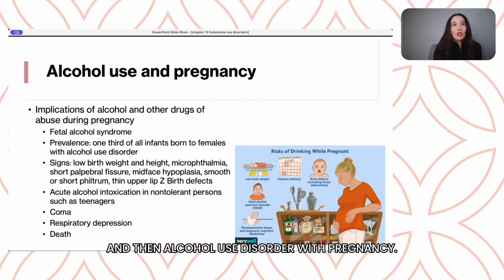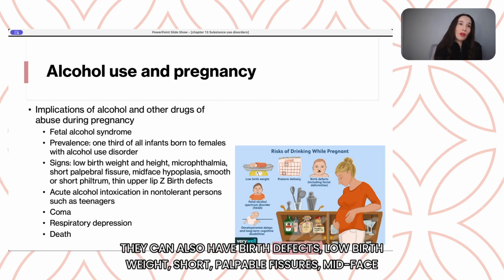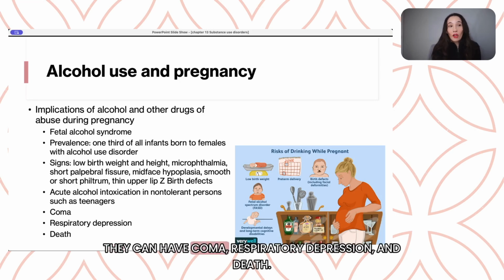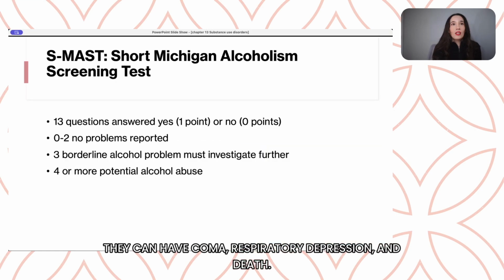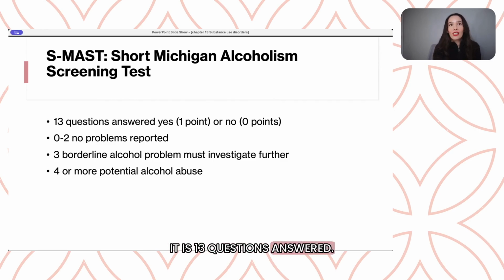And then alcohol use disorder with pregnancy. This can lead to fetal alcohol syndrome. One third of all infants born to females with alcohol use disorder have fetal alcohol syndrome. They can also have birth defects, low birth weight, short palpebral fissures, midface hypoplasia, etc. These are all kind of the signs. They can have coma, respiratory depression, and death. So the SMAST, this is the Short Michigan Alcohol Screening Test. It is 13 questions.